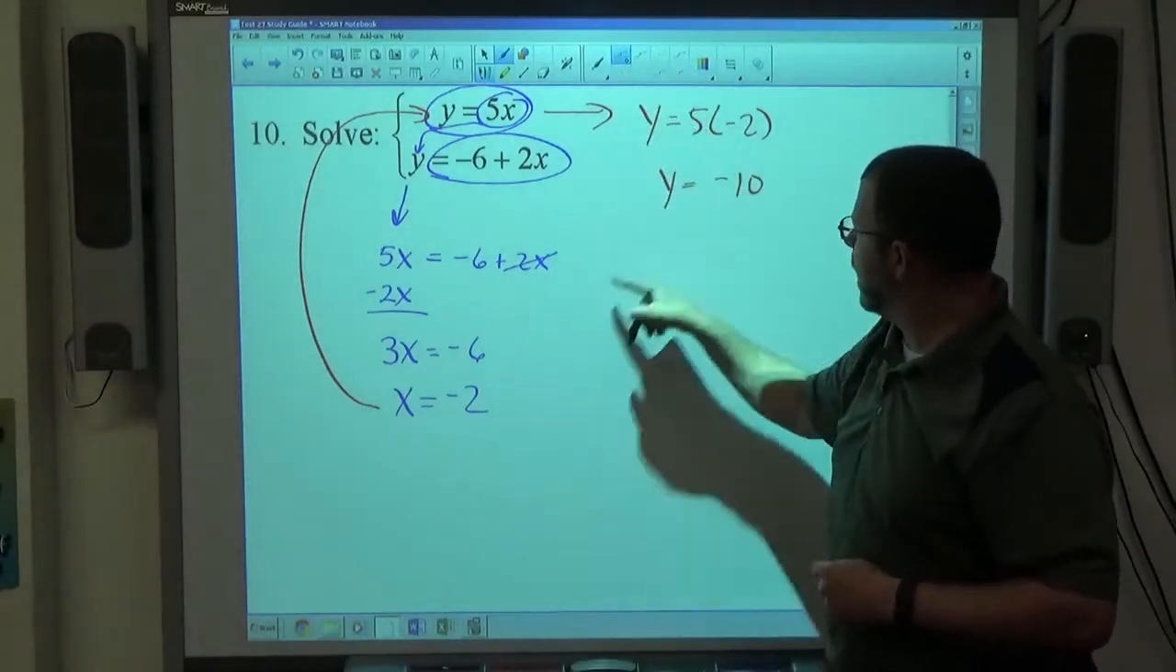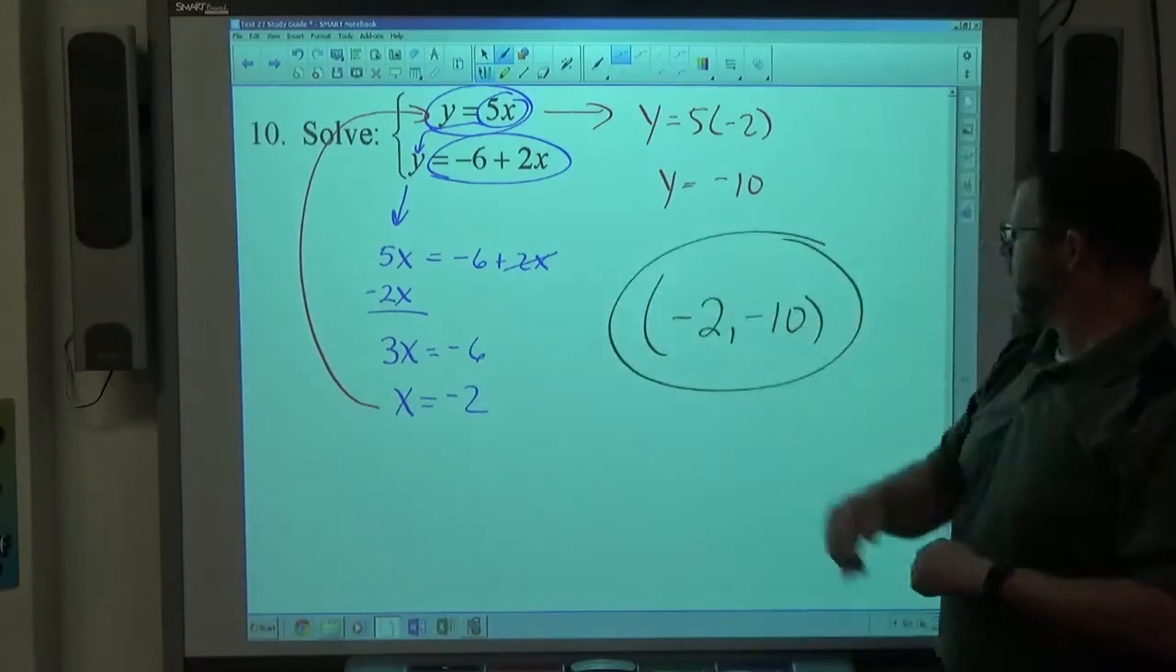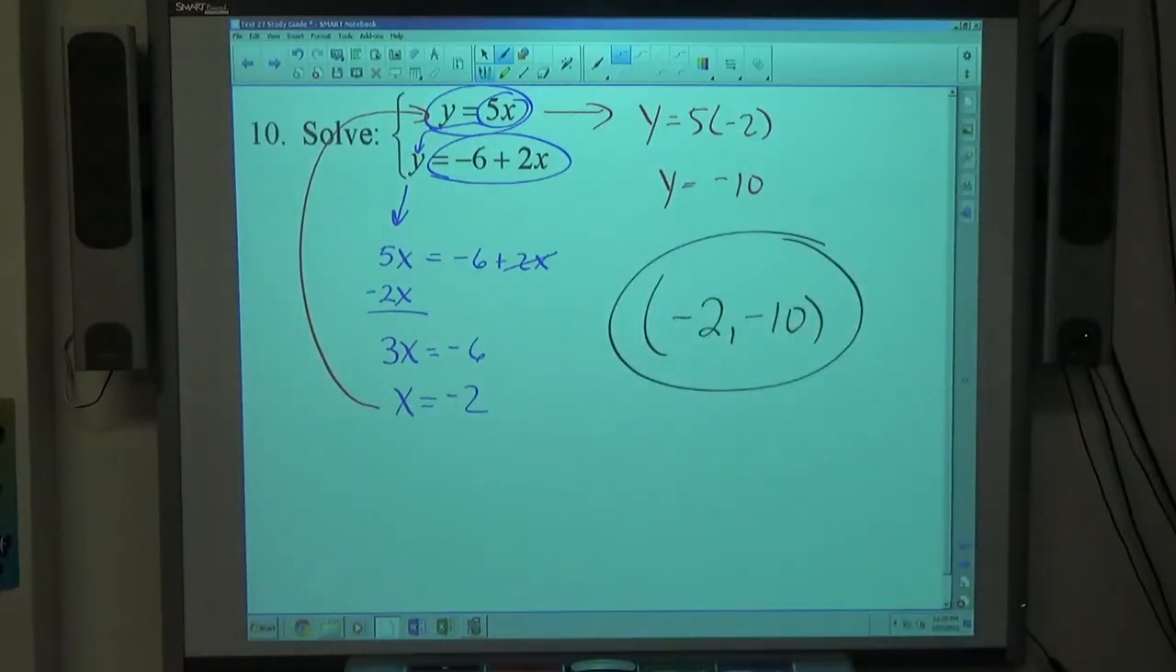And once I know both x and y, I write my answers as an ordered pair. X goes first, y goes second.